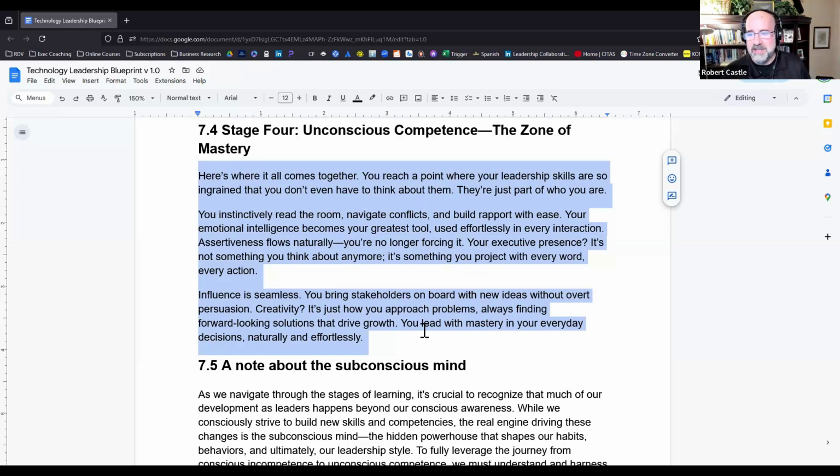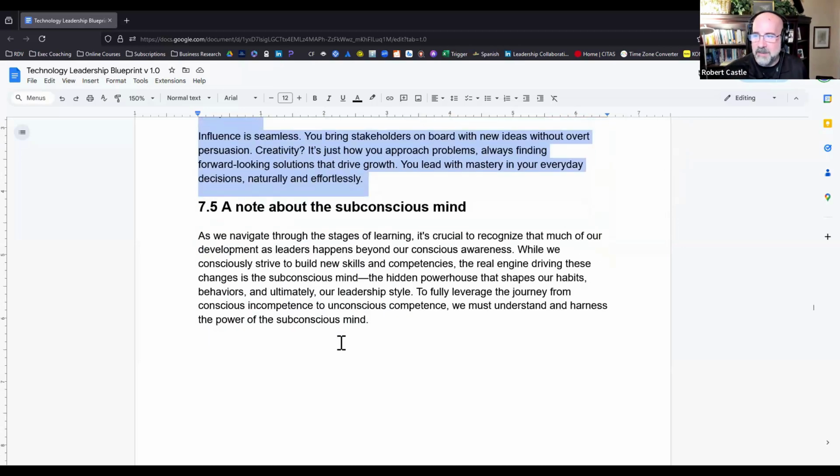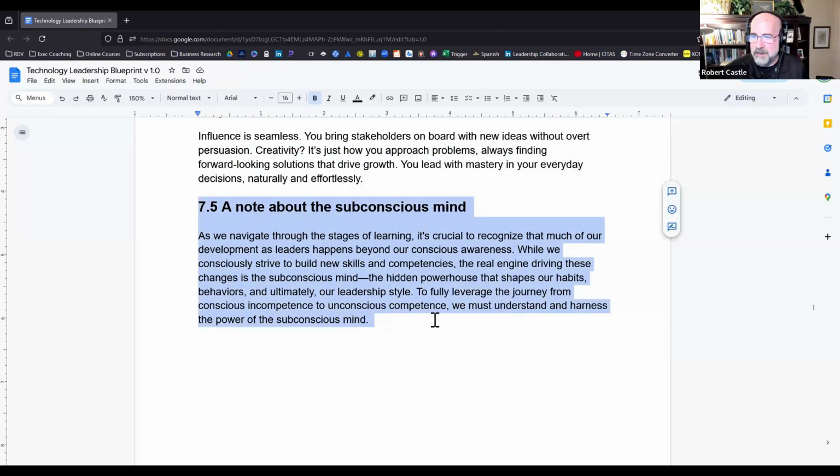And influence, it's seamless. You bring stakeholders on board with new ideas without overt persuasion. Creativity, it's just how you approach problems, always finding forward-looking solutions that drive growth. You lead with mastery in your everyday decisions, naturally and effortlessly. Now, a note about the subconscious mind.